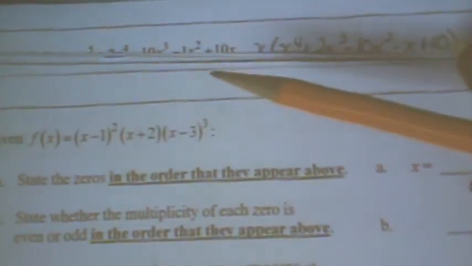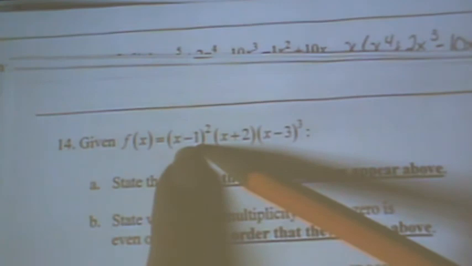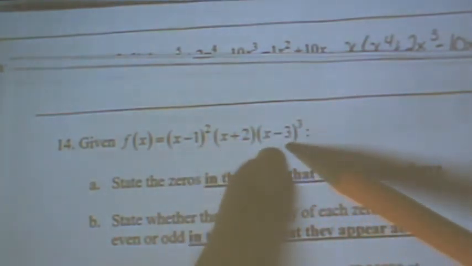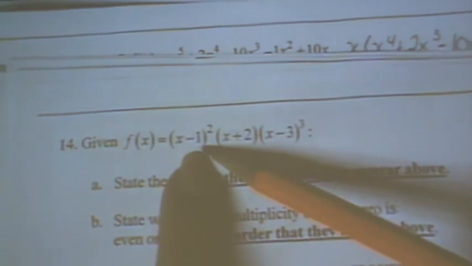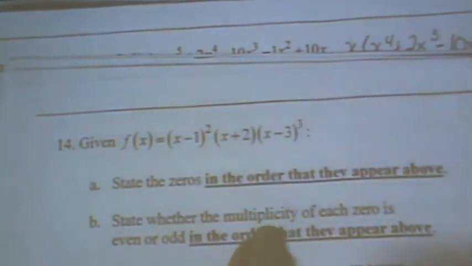You guys know how to state the zeros, right? So the zeros for this are 1, -2, and 3. And you also know that at this zero, it's going to touch or cross, right? Okay, that's on your test.